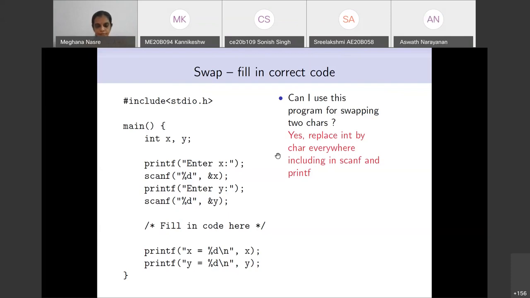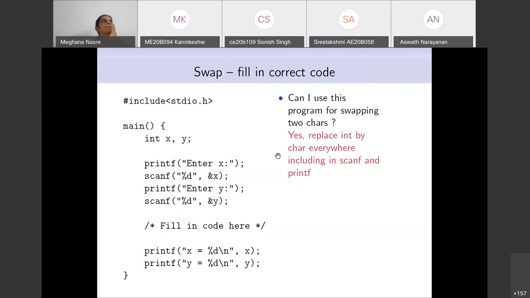Ma'am, actually, I asked the question. Ma'am, for swapping two characters, can we convert them to the ASCII form and add them without using a temporary character and use the previous idea for swapping them?